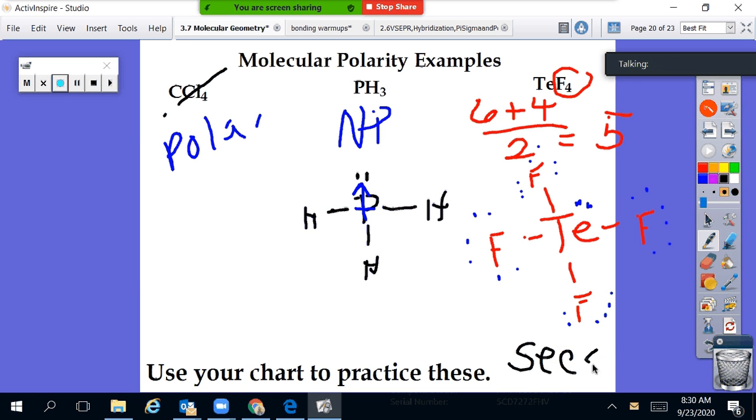This is one of the ones I got wrong, I think, on that little sporkle. Seesaw. Okay, so this seesaw, because of this lone pair, is a polar molecule.